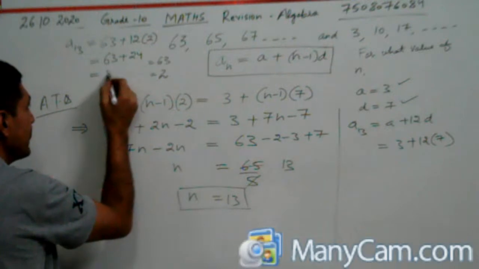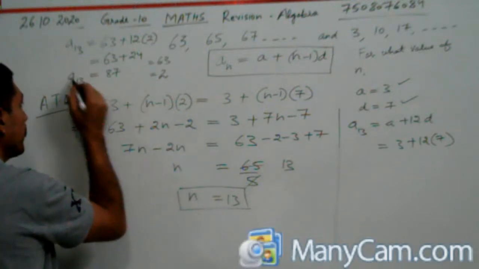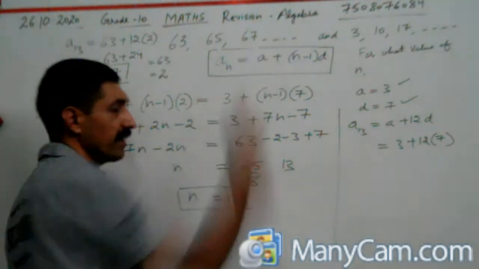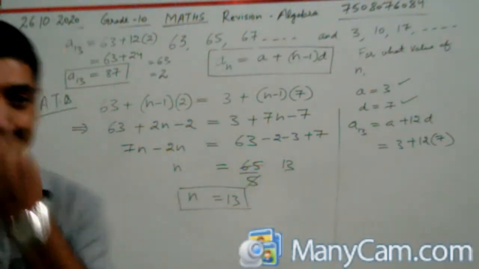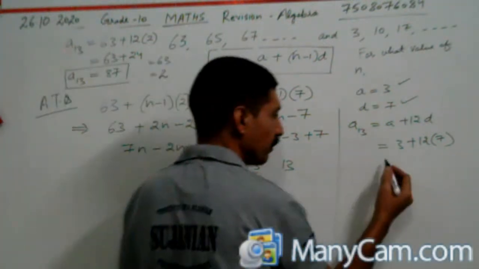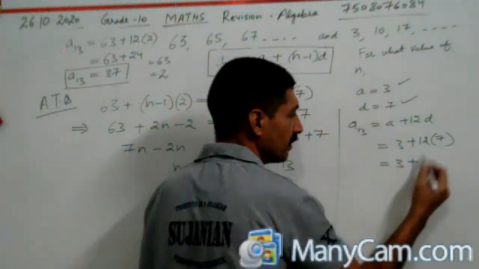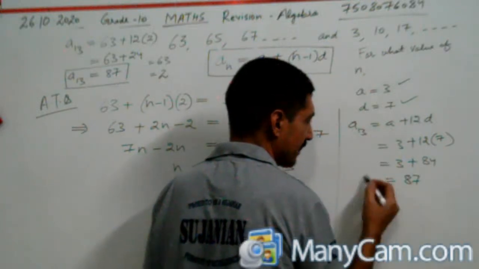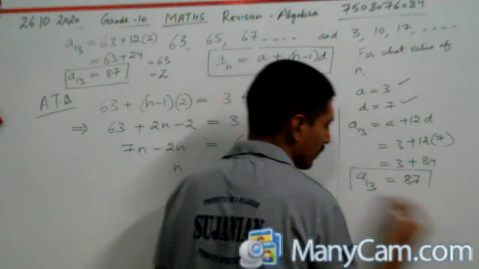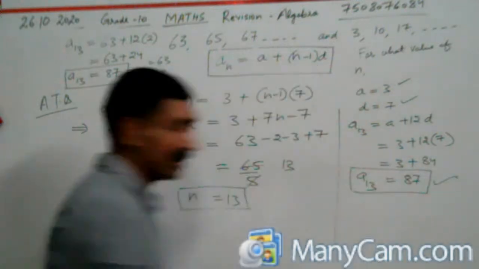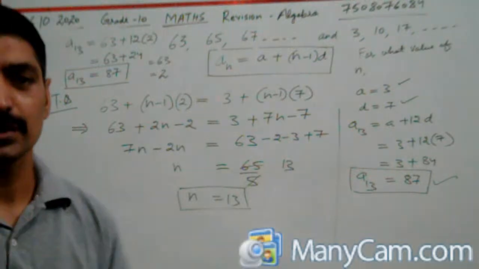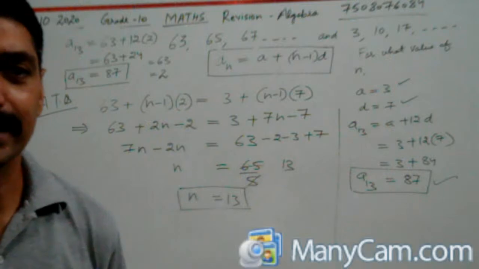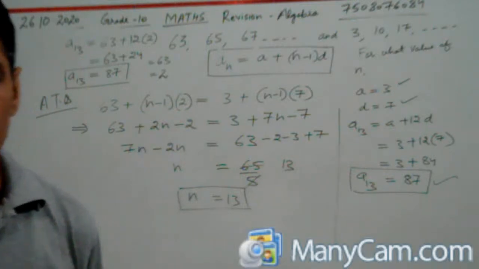So it is 87. The 13th term of this AP, which is 63, 65, 67, the 13th term is 87. And here also we have the 13th term, that is 84 plus 3 is 87. So this is the question. We have confirmed it by substituting the values for the 13th term, and both terms are 87. Right? This is all about this question.